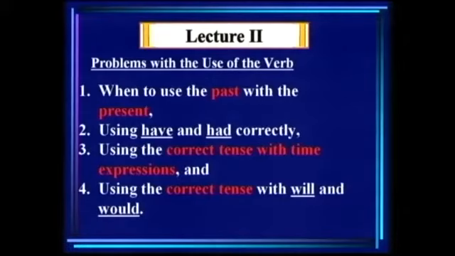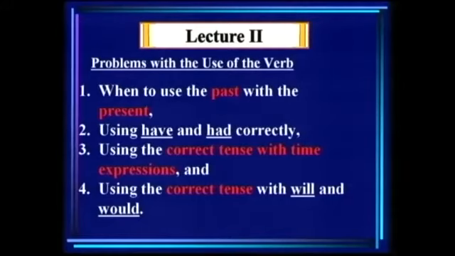Problems with the use of the verb. There are a number of problems that have to do with using the verb. Right. We're going to look at 4 problems. They are almost all. When to use the past with the present. This is one thing. Using have and had correctly. يعني using have and had correctly. انتوا عارفين ان with have and had I always use the past participle, but have will give me one tense and had will give me another tense. امتى استعمل ده وامتى استعمل ده.